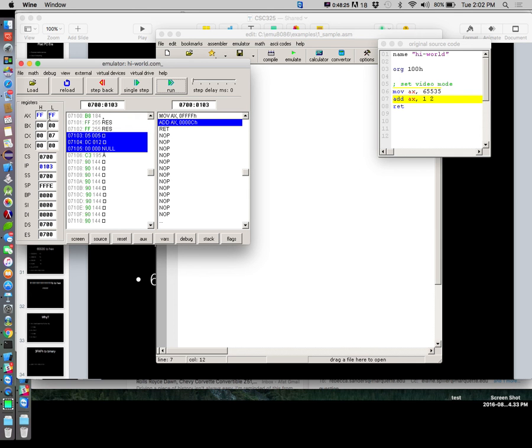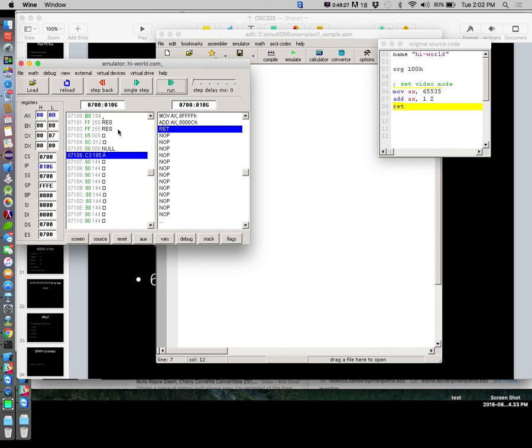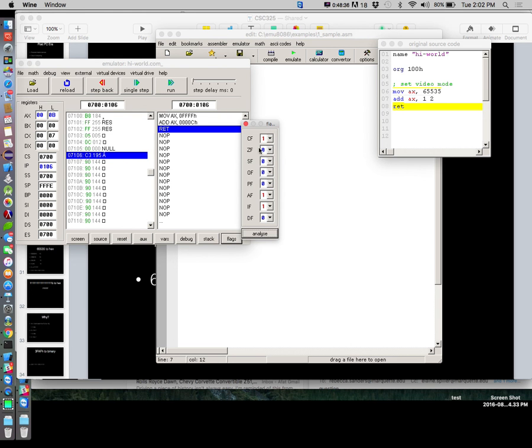So there's the FF. Then I'll add 1 to it. Okay, so that's the 1, 0. Oh, actually, it's 1, 1. Look at the flags. The zero flag is not set. The carry flag still is set.